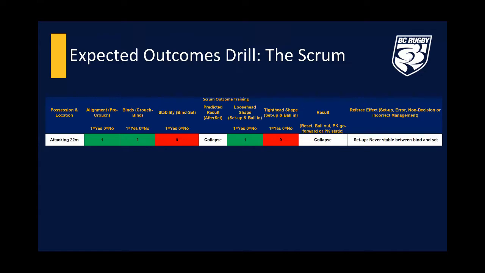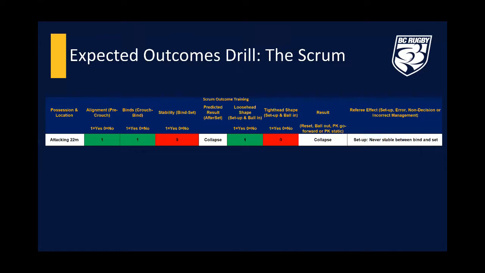The stability between bind and set, pretty important. Something that we've talked about here in BC for the past 3 years is just making sure that the scrum has stopped moving before the set call comes. If the answer is yes, obviously we indicate a 1. If it's no, we indicate a 0 for no. And just thereafter the set call, we would pause the video and enter a predicted result.